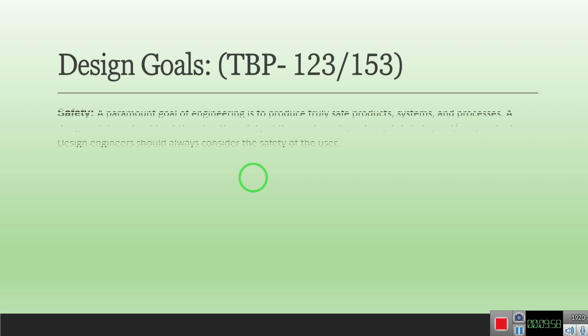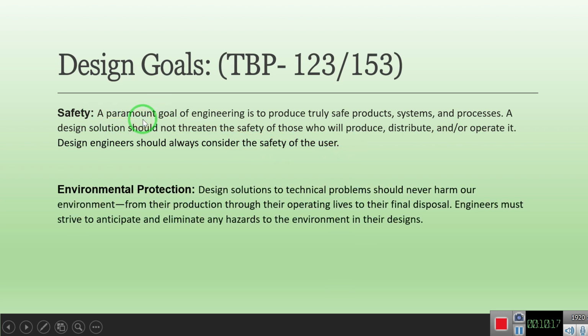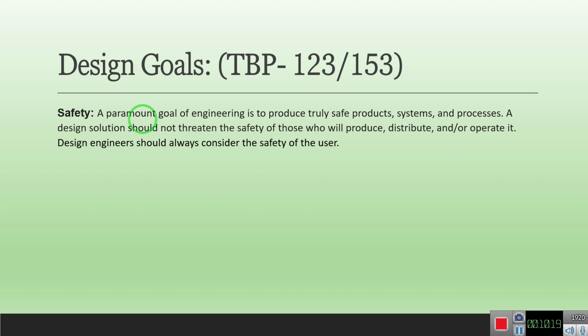First one, safety. A paramount goal of engineering is to produce truly safe products, systems, and processes. A design solution should not threaten the safety of those who will produce, distribute, or operate it. Design engineers should always consider the safety of the users. So here, the safety of the user should be considered, that the product should be safe or not.